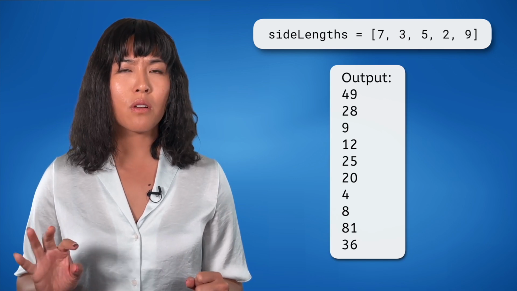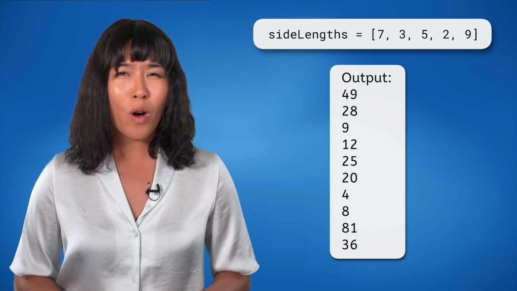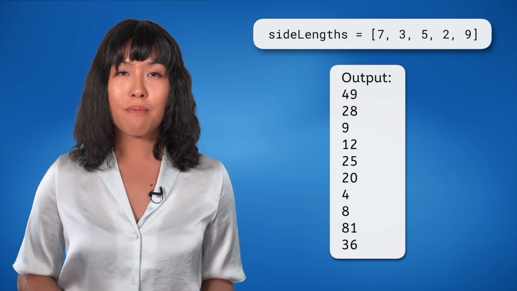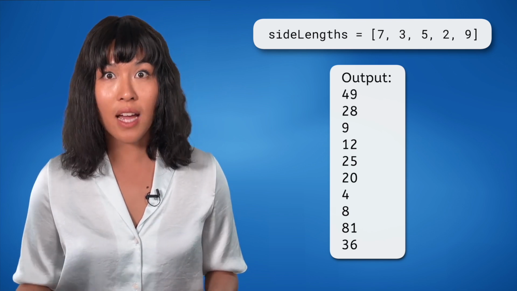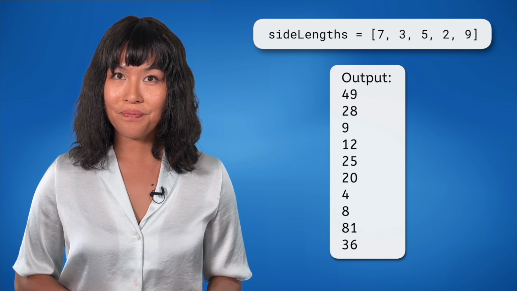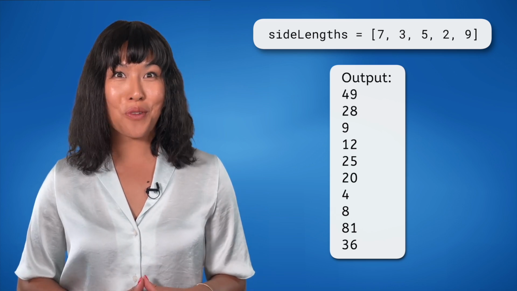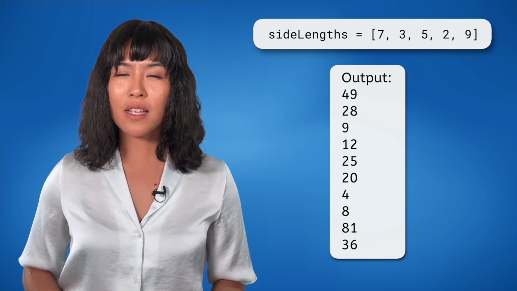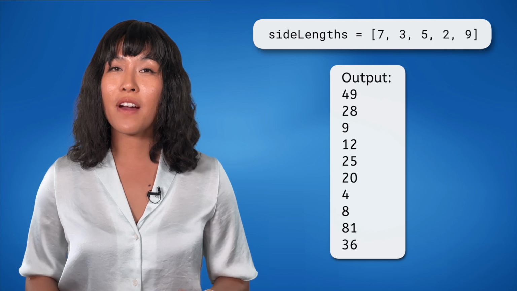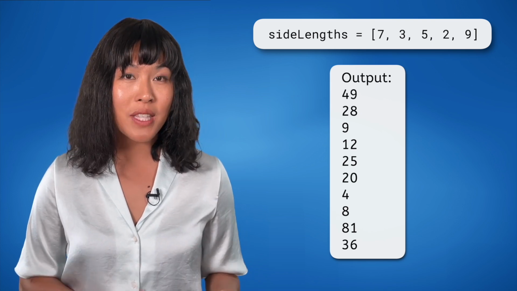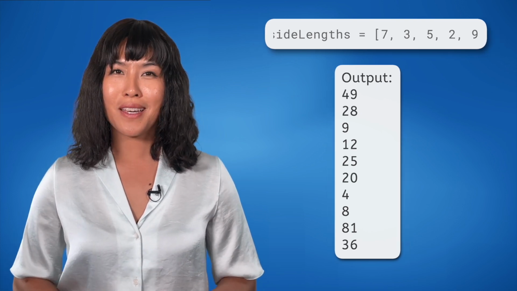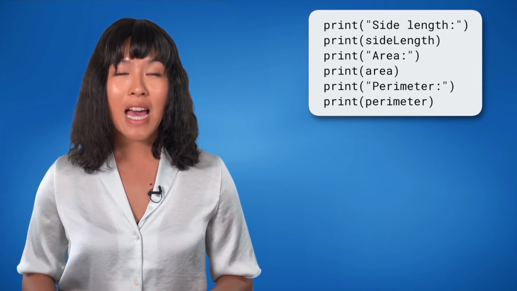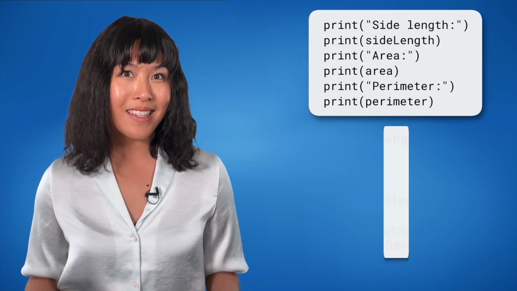All those numbers are confusing though. What could we do to our code to make it clearer which number is which result for which side length? Edit our print statements, of course. Let's add a few lines so that the print statements identify the side length, then introduce the area and perimeter before printing the values. If we add this code, our output will look like this.